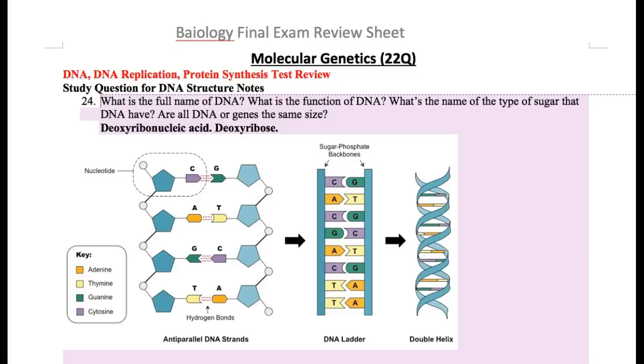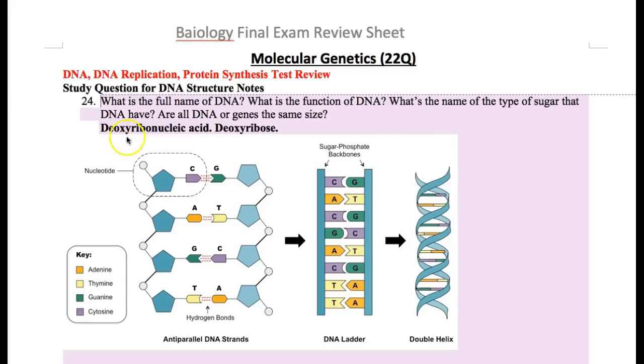In this video, we're going to talk about molecular genetics, DNA, RNA, protein. We'll first start with DNA. What is the full name of DNA? The full name of DNA is called deoxyribonucleic acid. This name is really important because DNA is an example of the polymer called nucleic acid. RNA is the other example of nucleic acid.